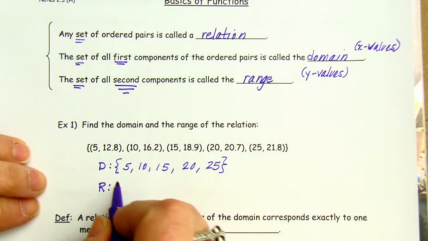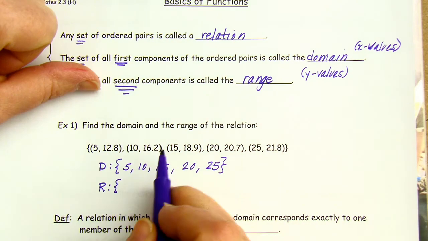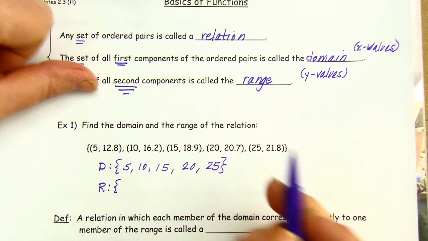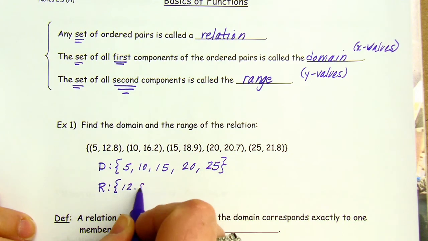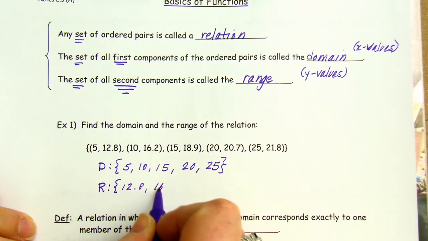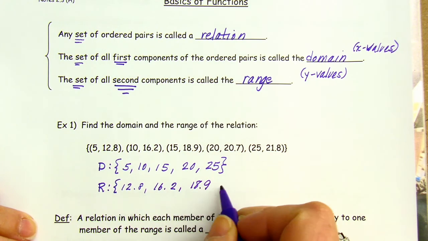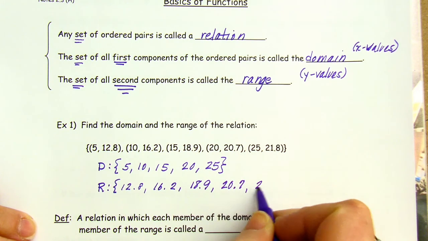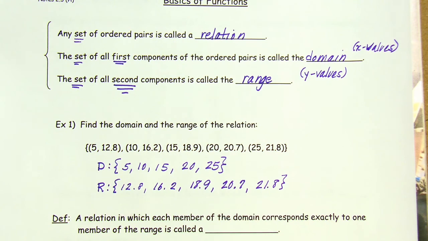The range, we're going to do the same thing. It's the y's. 12.8, 16.2, 18.9, 20.7, 21.8. None of them are repeated, so I must list them all. 12.8, 16.2, 18.9, 20.7, and 21.8. Okay, that's my domain and my range of the relation.